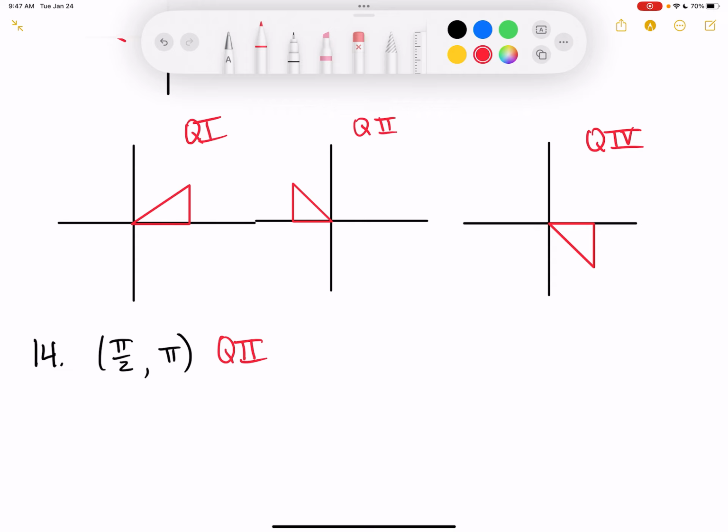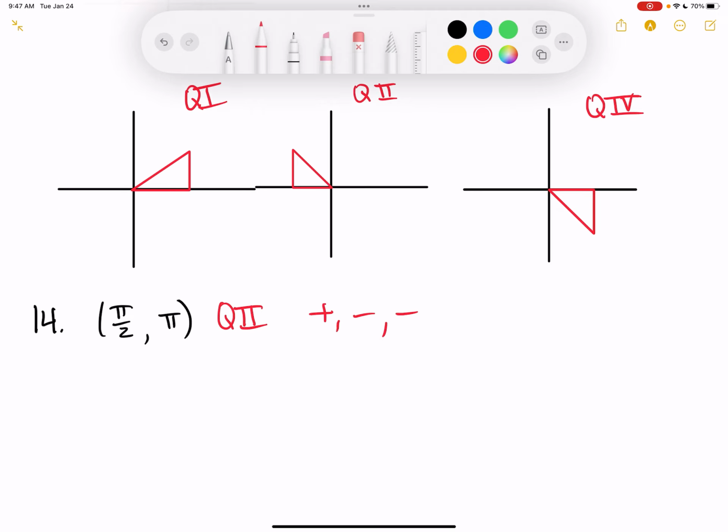So sine values in quadrant 2 are what? Positive. Cosine is negative, and tangent is negative. Okay, so that's all you have to do for those, which I already wrote for you in your notes. I would say try to do them without looking, but they're already in your notes if you need them. All right, next thing.